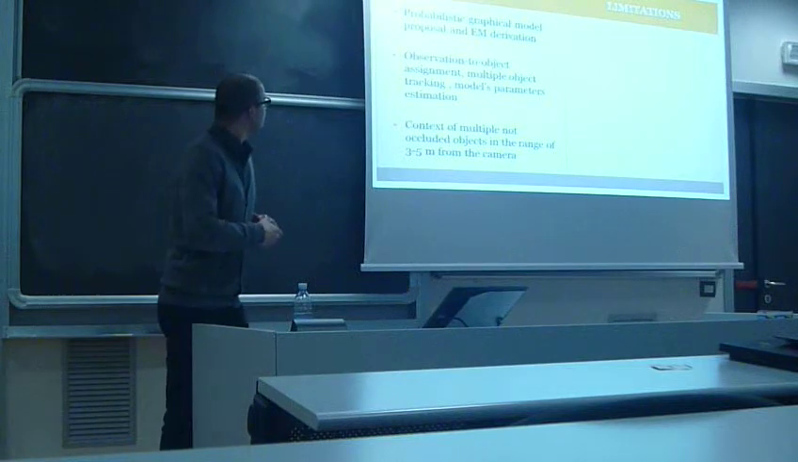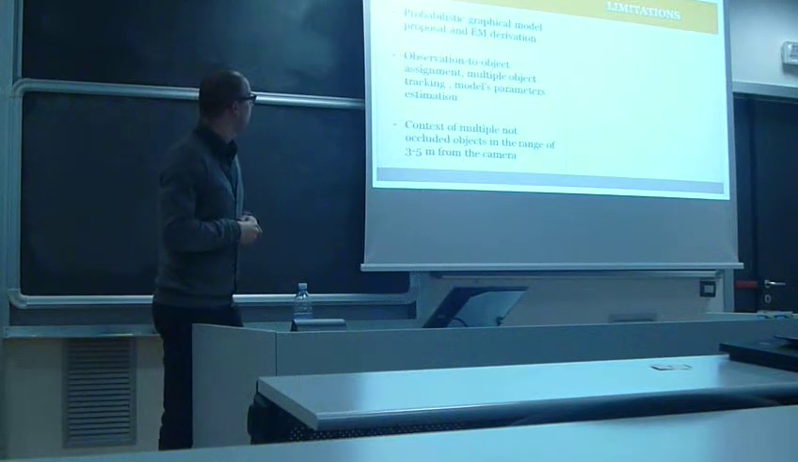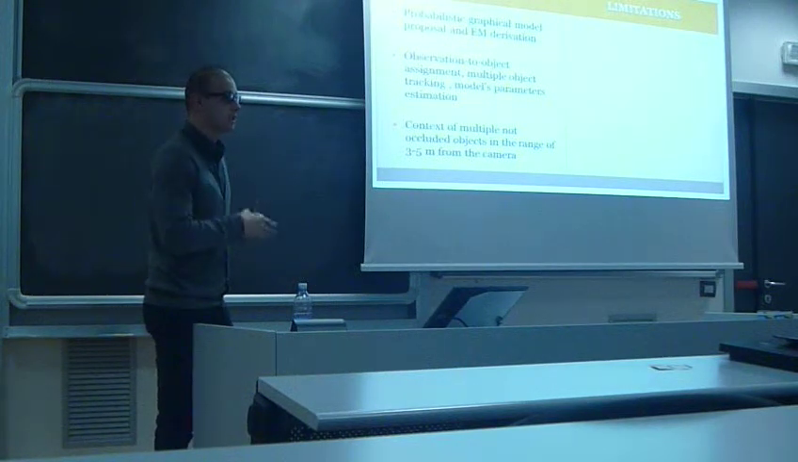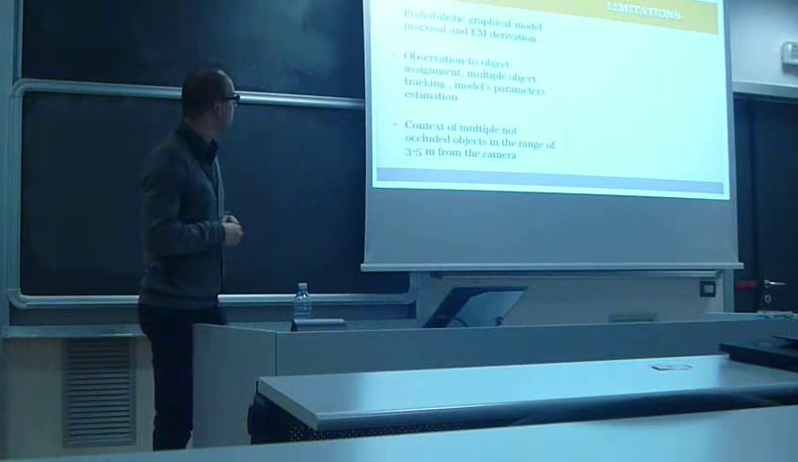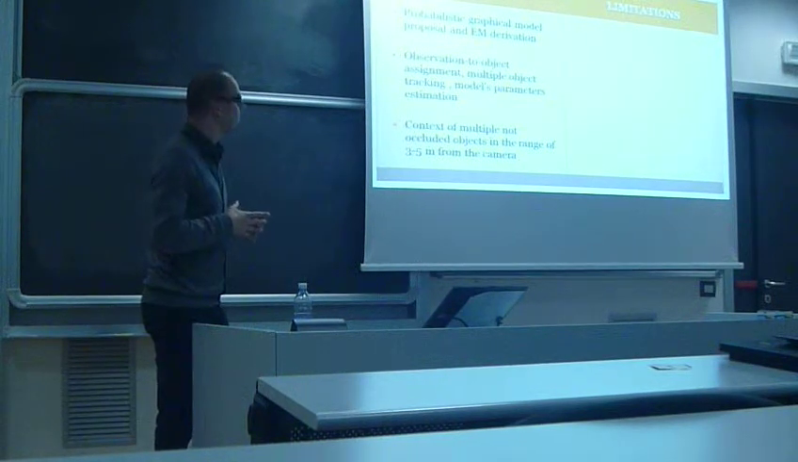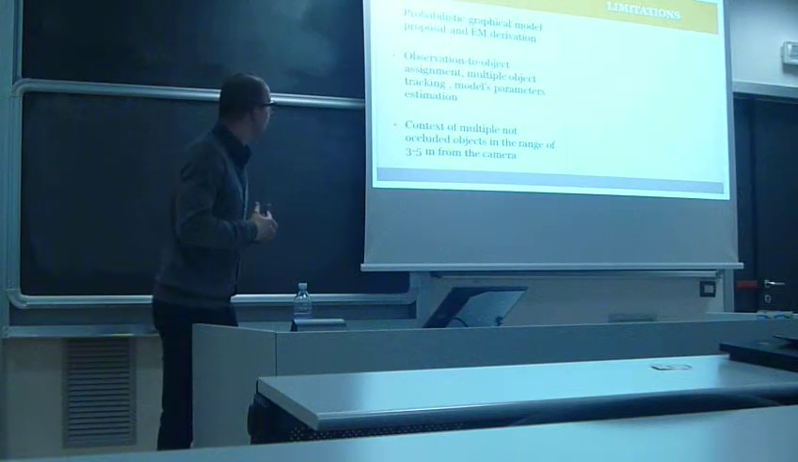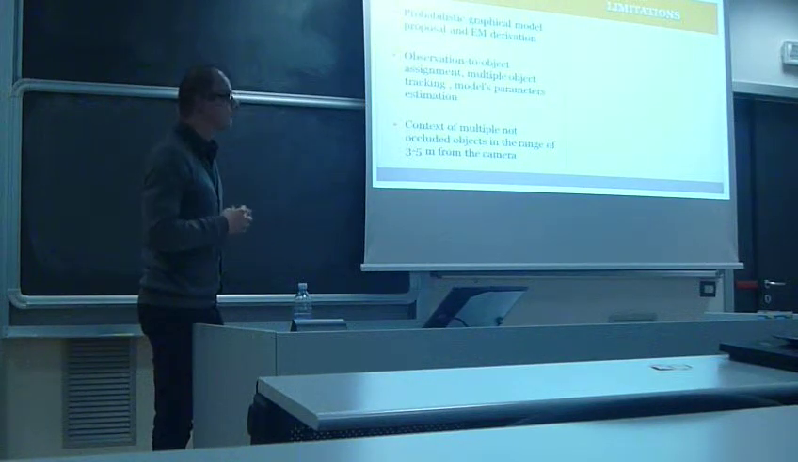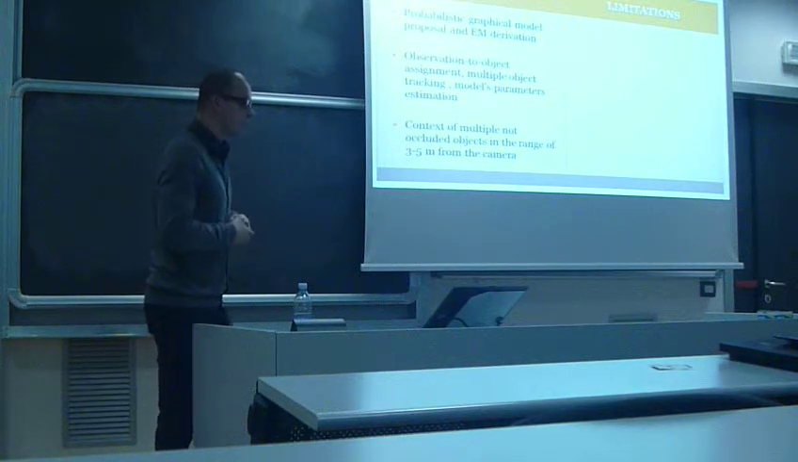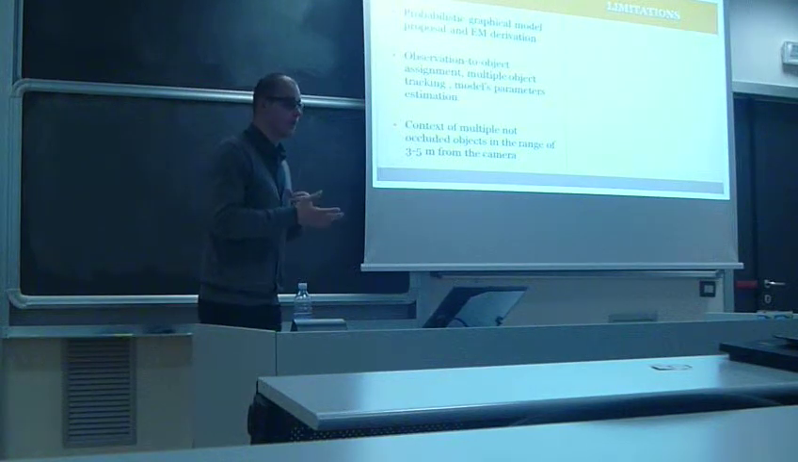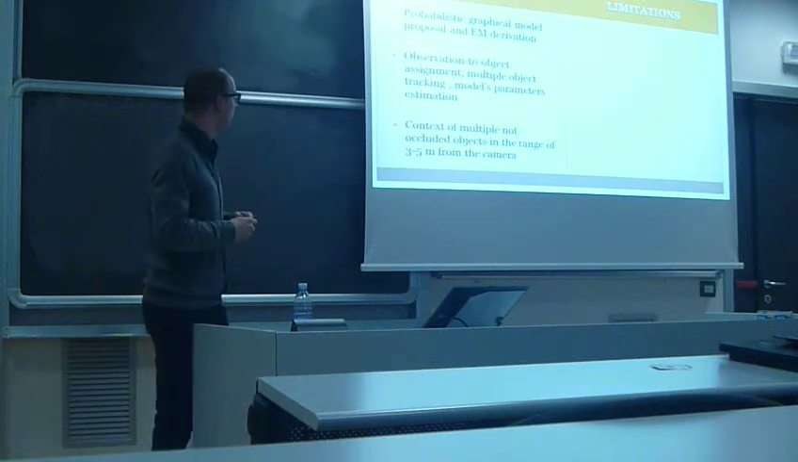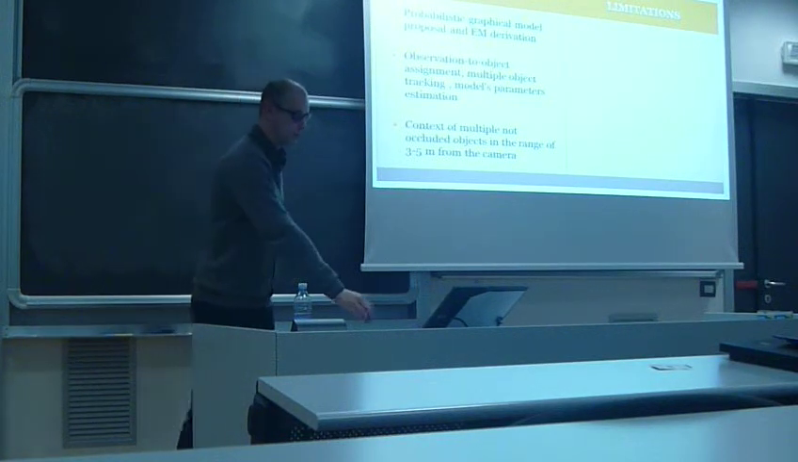In conclusion, we propose a probabilistic graphical model, and we derive the expectation maximization of a method that is able to estimate the model parameters of this expectation maximization algorithm, is able to estimate the observation to object assignment, and is able to track multiple objects. And this is working in a context of multiple longitudinal objects when these objects are 3-5 meters far from the camera embedded into the robot.